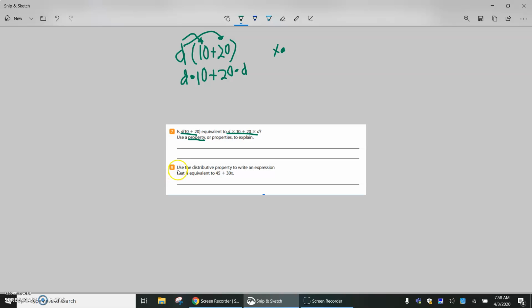Down here, for number 8, use the distributive property to write an expression that is equivalent to 45 plus 30x. So, again, we're using the distributive property. We have to take out their greatest common factor. So what do 45 and 30x have in common? What's the biggest number? Some of you are probably going to start off with 5, because both 45 and 30 can be divided by 5. That is a factor of both of them, but it is not their biggest factor. Remember, we want the biggest value that can be divided out of both.